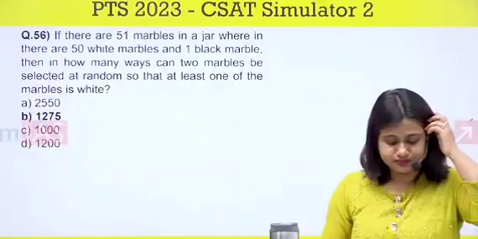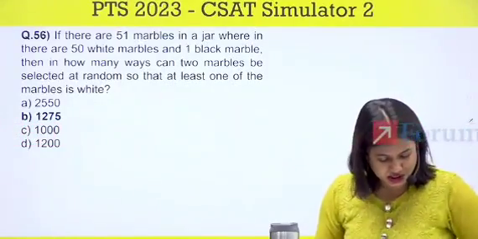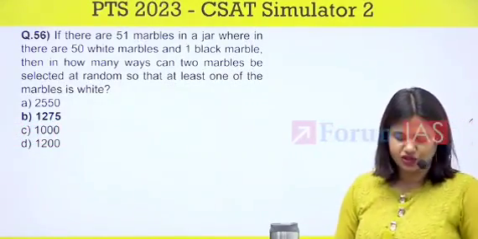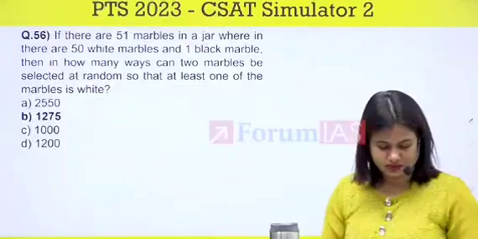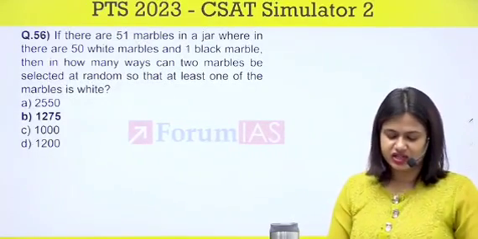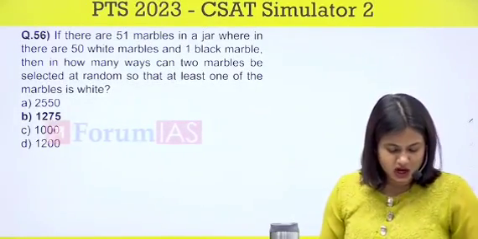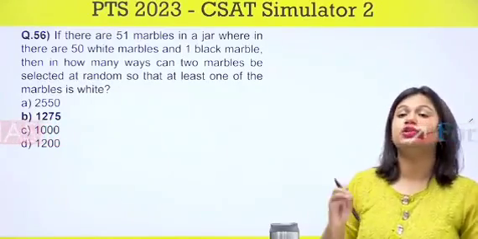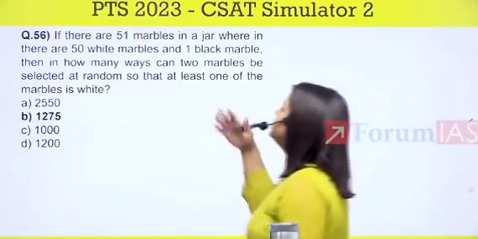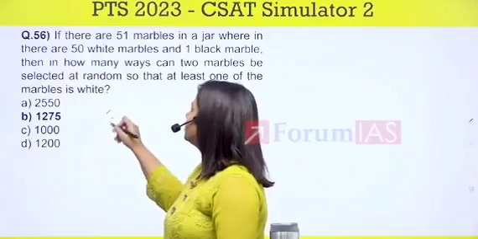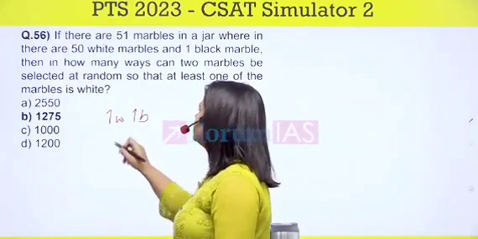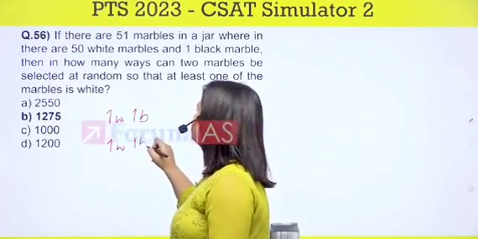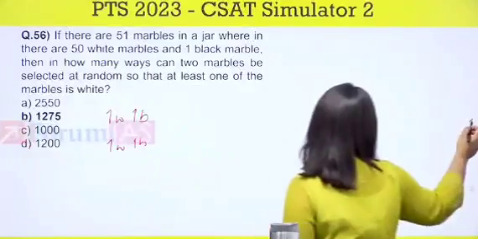Then question 56. There is a jar with 51 marbles. 50 are white and 1 is black. Then in how many ways can 2 marbles be selected at random so that at least one of the marbles is white? If at least one is white, that means I am okay with 1 white and 1 black, and I am also okay with both of them being white.